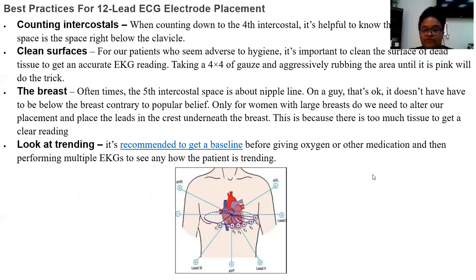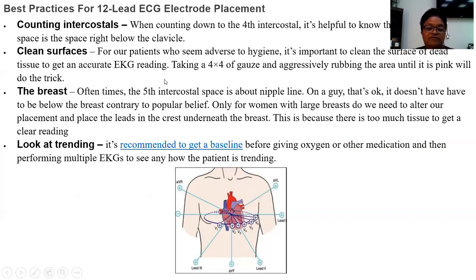Best practices for your 12 lead EKG placement: counting the intercostal spaces. When counting down to the 4th intercostal space, it is helpful to know that the first intercostal space is the space right below the clavicle. Okay, so that first intercostal space is right here. Then you'll start counting 2, 3, 4, 5.